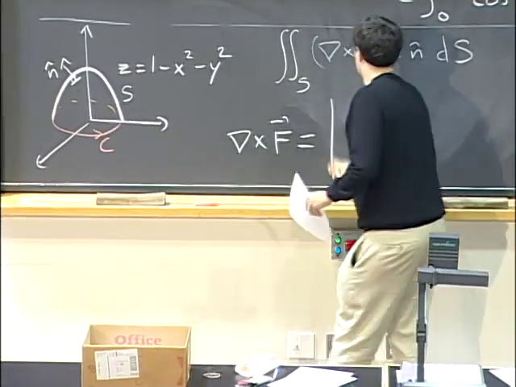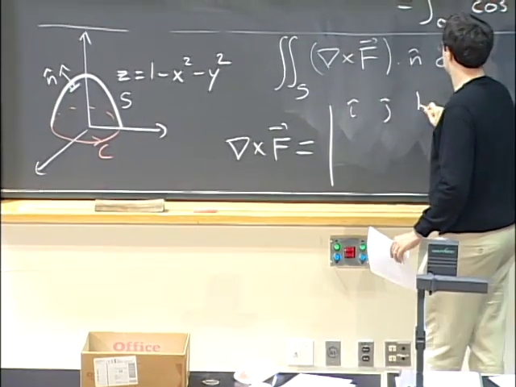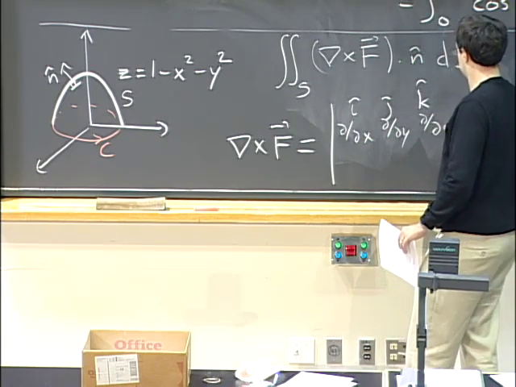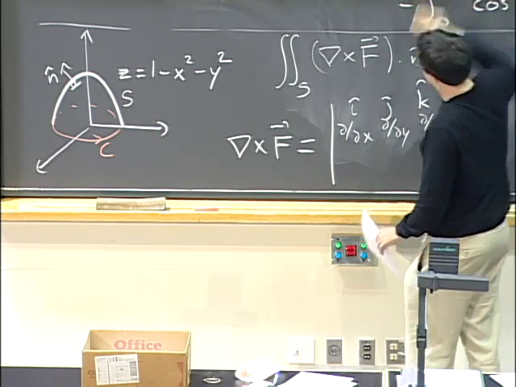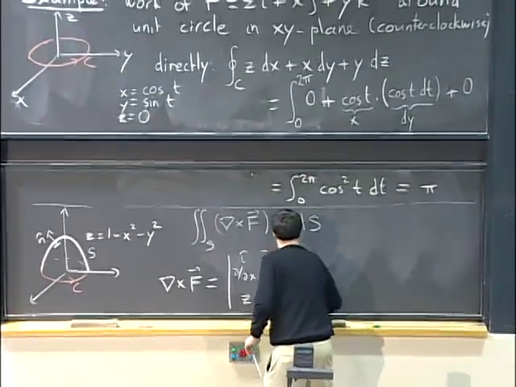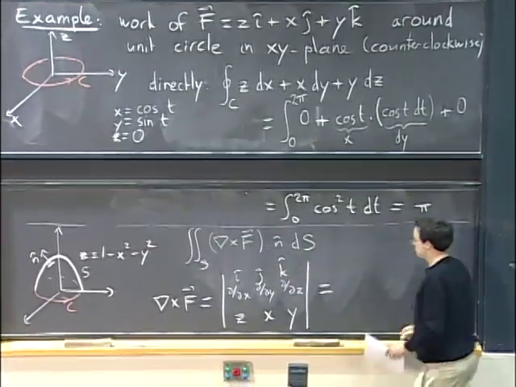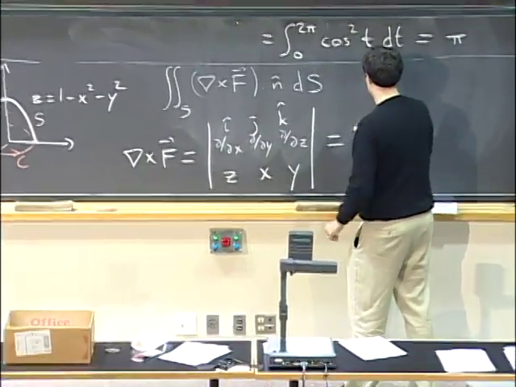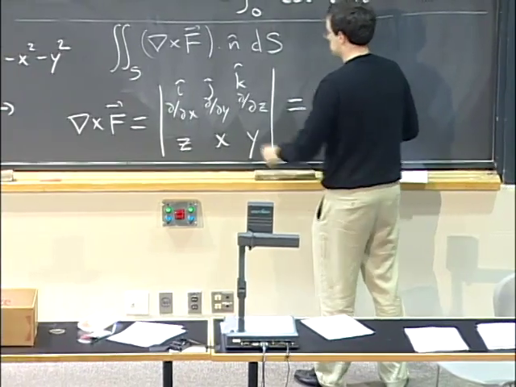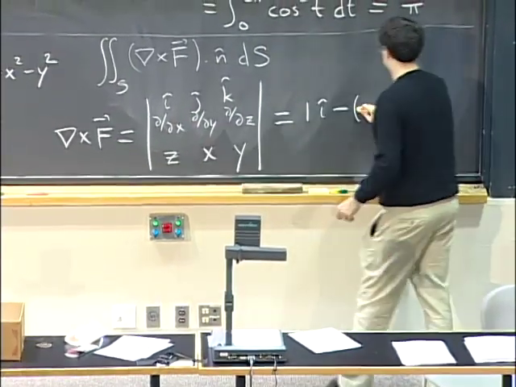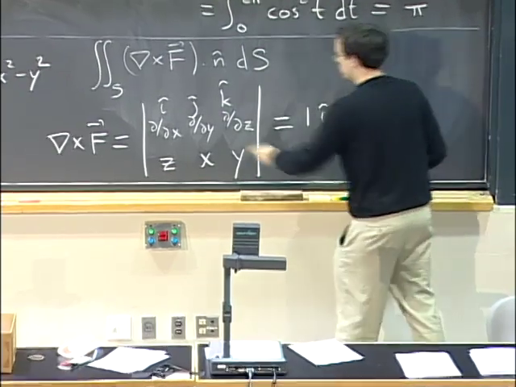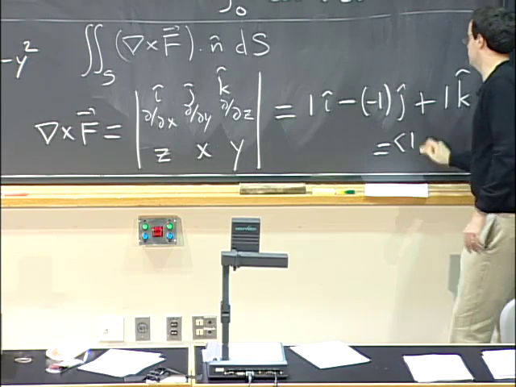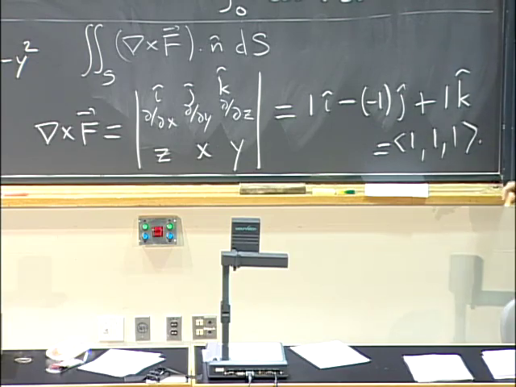So curl F, let's take the cross product between del and F, which is z, x, y. Okay, so if we compute this, the i component will be 1 minus 0, it looks like it's 1i, minus the j component is 0 minus 1, plus the k component is 1 minus 0. So in fact, the curl of this field is 1, 1, 1. Okay?